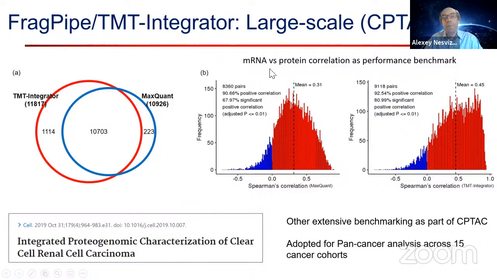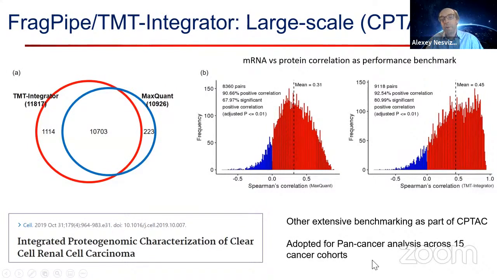For example, if we use mRNA levels as a benchmark, we can correlate protein levels against mRNA, and ask the question, what pipeline gives us protein quantification that correlates better with mRNA? Imperfect comparison, but nevertheless, one way you can compare different pipelines. So if you look at MaxQuant, we have about 8,000 pairs for which we have gene and protein abundance in this data set, and a correlation around 0.4, median mean around 0.3. That's significantly higher if we use TMT-Integrator, as you can see on the right.